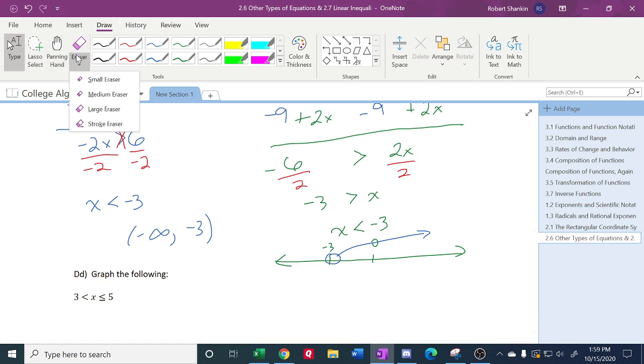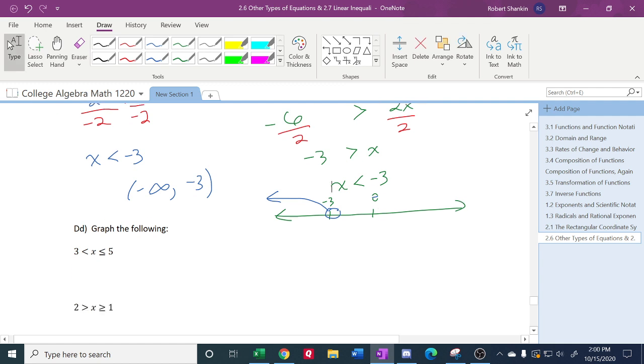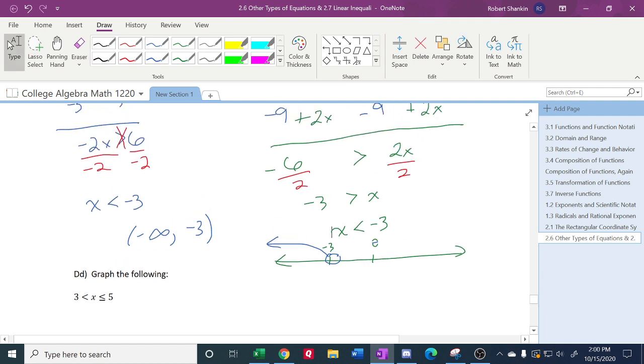So my graph is wrong. Thanks for pointing it out, Beverly. All right. X is less than negative 3. I did it right over here, but I didn't do it right over here. Okay. Thank you for catching that. All right. So now let's graph the following.